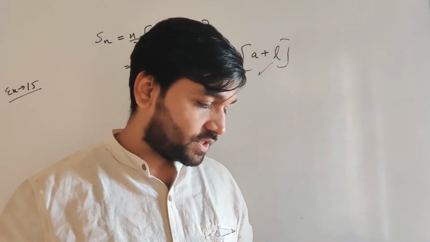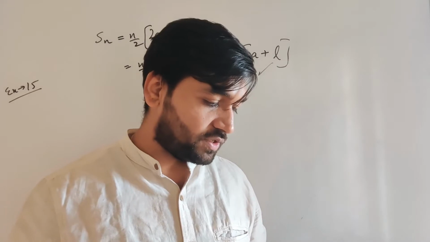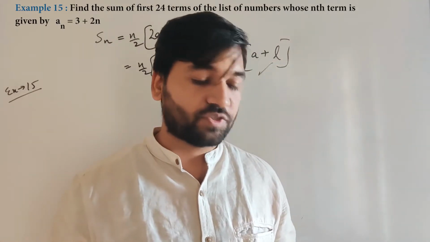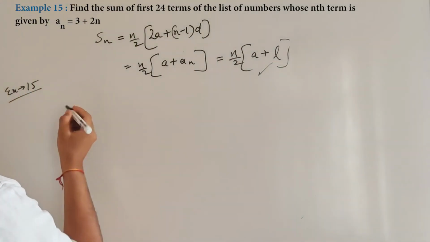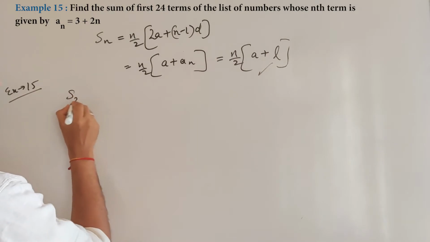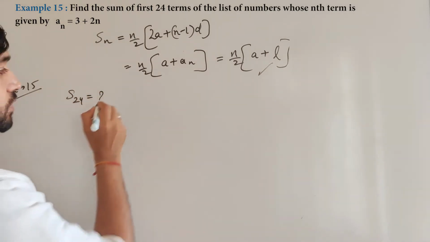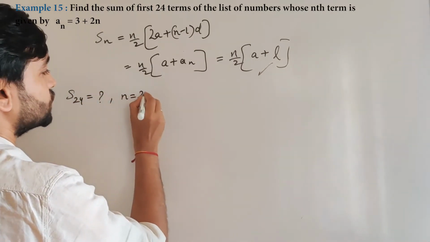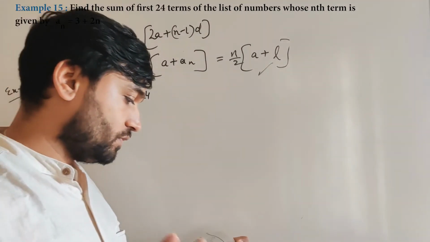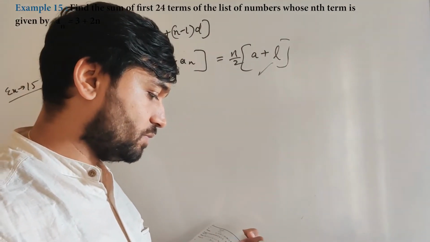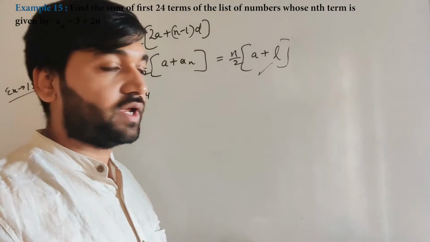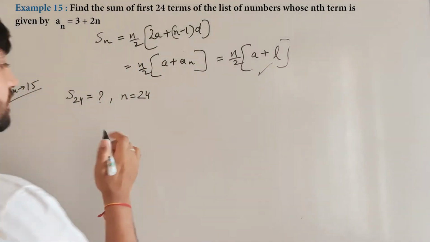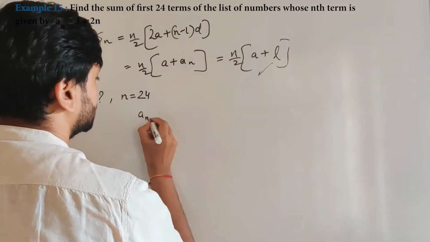So the next example is number 15, example 15. Find the sum of the first 24 terms. They're asking for S24, and n is 24. Find the sum of the first 24 terms of the list of numbers whose nth term is given by an equals 3 plus 2n.